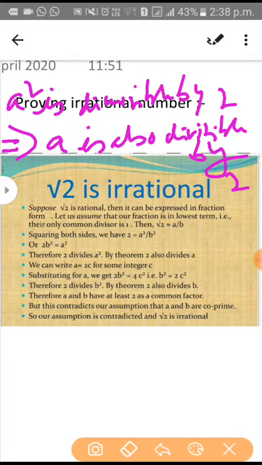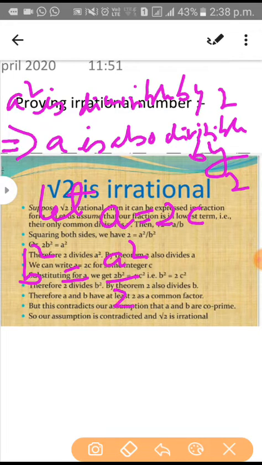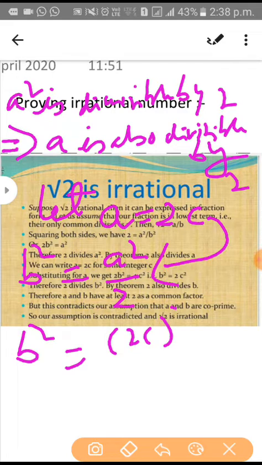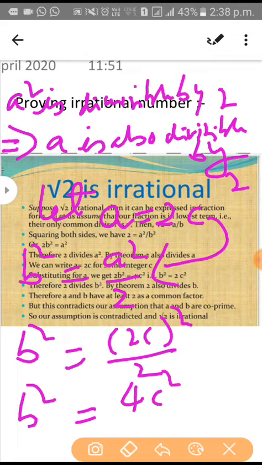Now let us say that a is equal to 2c. Okay, a is equal to 2c, and our previous equation was what? B square equals a square by 2. Putting the value of a here, what will we get? B square equals 2c whole square by 2, that is b square equals 4c square by 2.